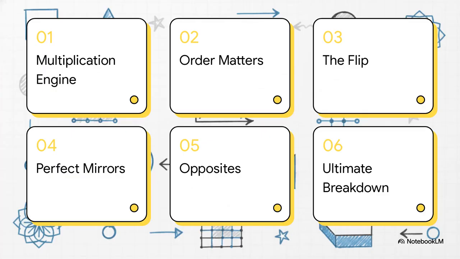Here is our roadmap for today. First, the multiplication engine. Second, order matters. Third, the flip. Fourth, perfect mirrors. Fifth, opposites. And finally, number 6, the ultimate breakdown.